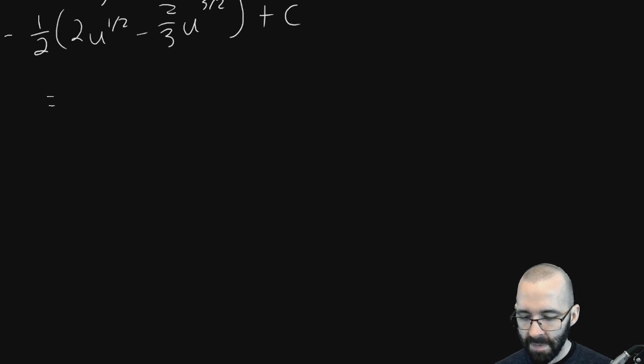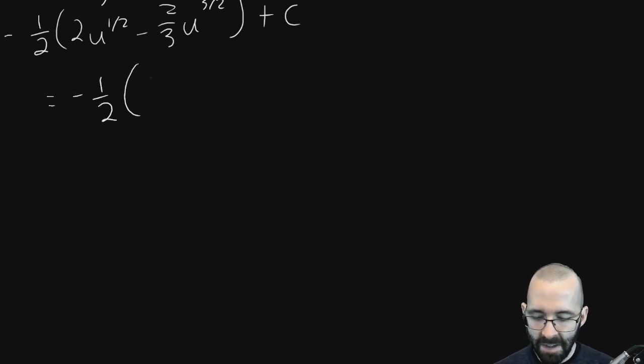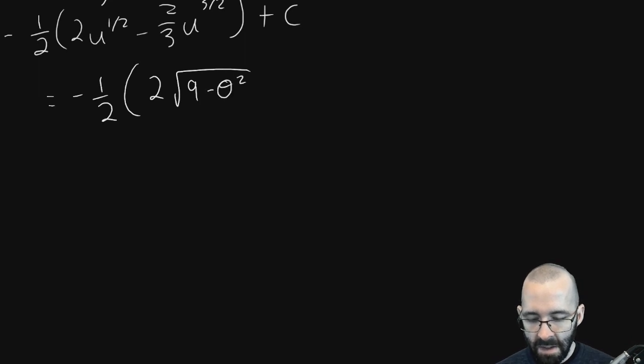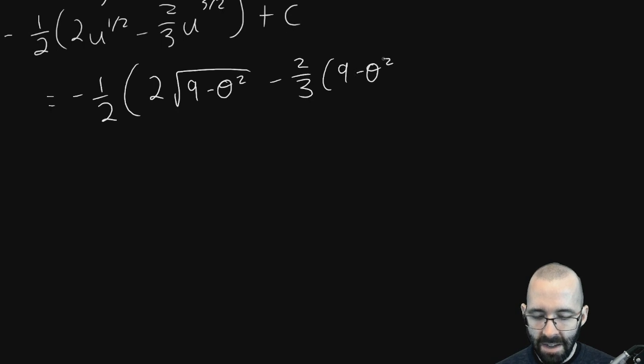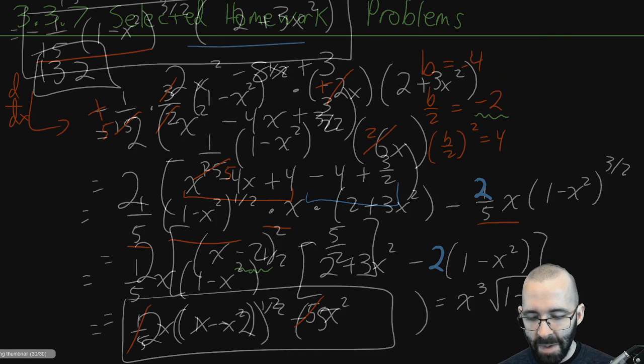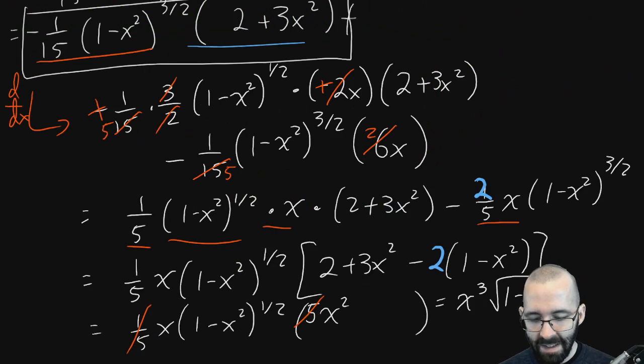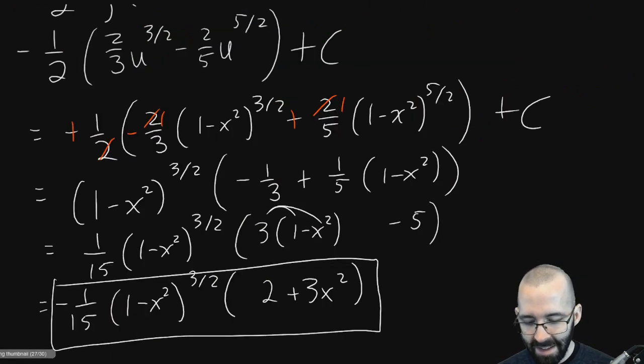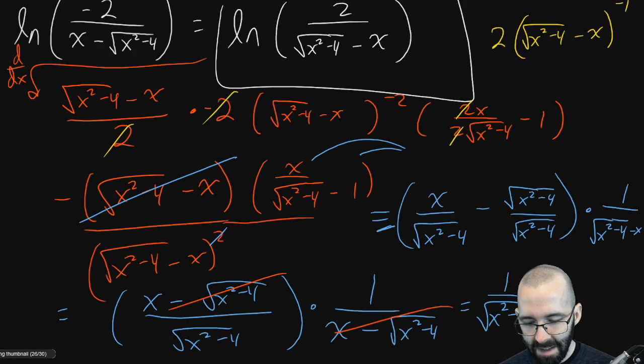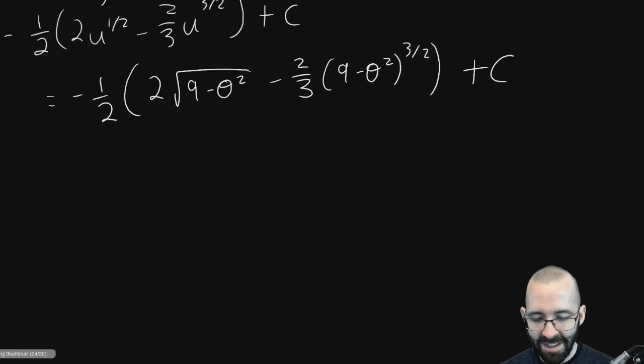I'm going to try to not skip steps here. 9 minus theta squared to the negative 2/3, 9 minus theta squared to the 3/2. Oh, did I drop one of my plus c's at the end? I did. There's a plus c right there, there's a plus c right there, there's a plus c on this one. I lost all my plus c's. Negative points.